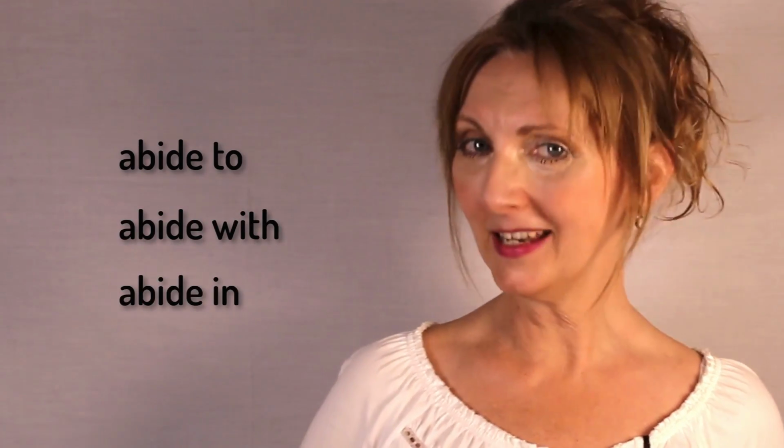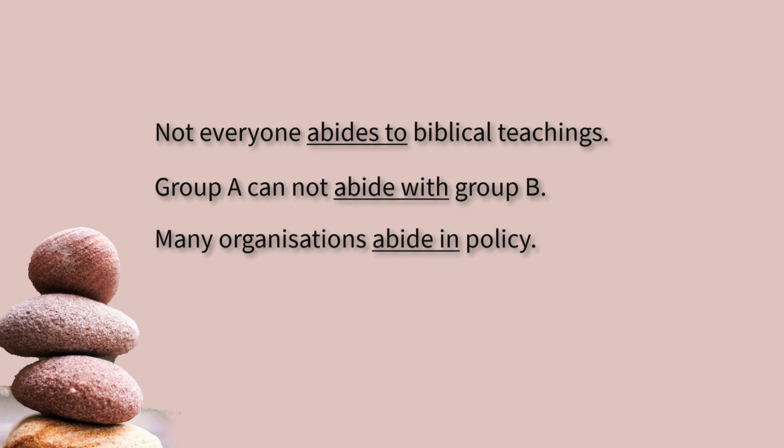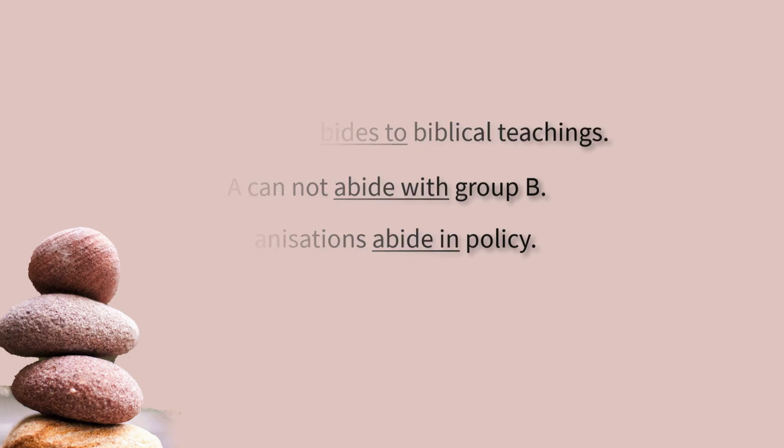Now, can we use the word abide with other prepositions, such as abide to, abide with, and abide in? Yes, we can. Let's have a look at some sentences. Not everyone abides to biblical teachings. Group A cannot abide with Group B. Many organisations abide in policy. Now, there's nothing wrong with any of these sentences, but if you get a little bit confused, stick with abide by, because that's the most accepted phrasal verb when we need to use abide by to mean either accept something or follow or conform.